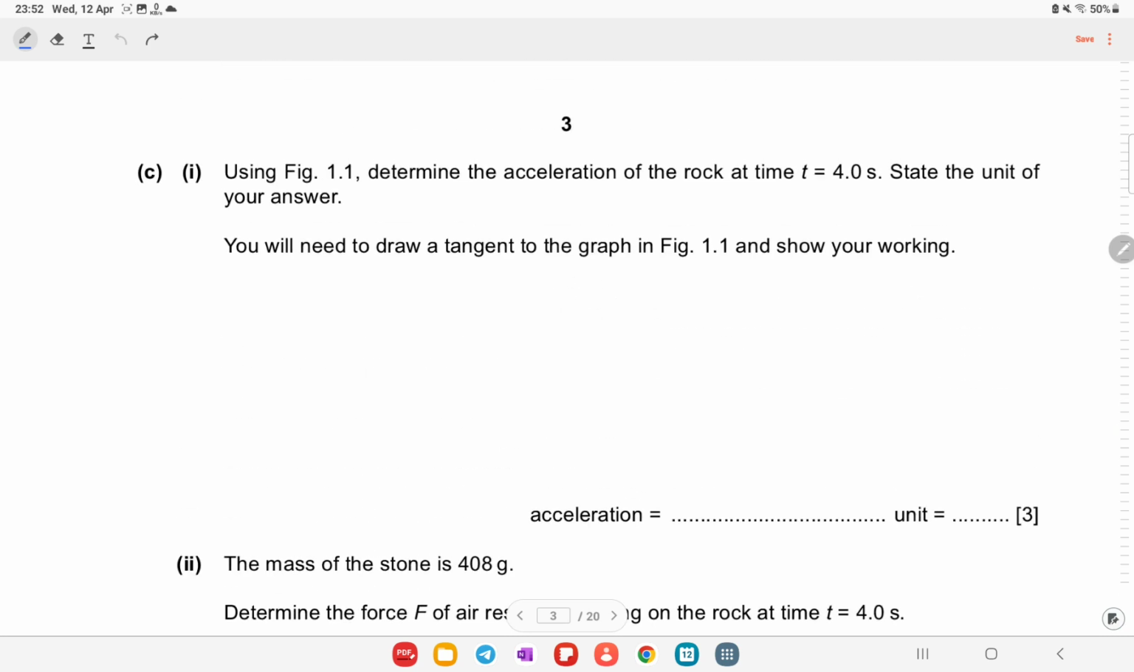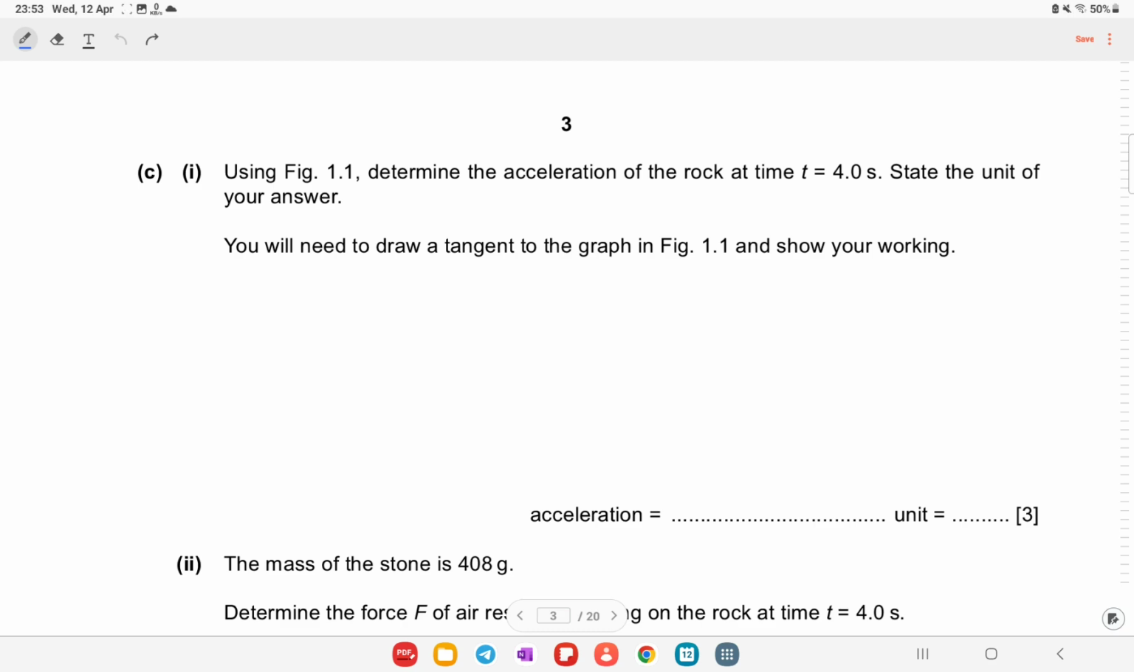Okay, let's go to the next question. The next question states that using figure 1.1, determine the acceleration of the rock at time equals 4. State the unit of your answer, and you will need to draw a tangent on the graph in figure 1.1. Show your working.